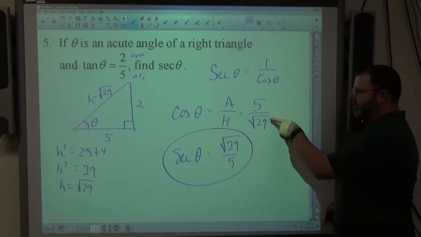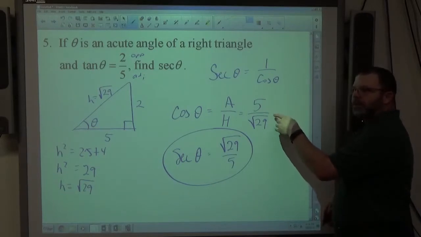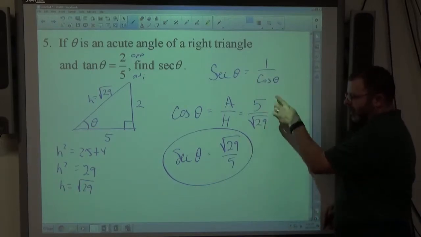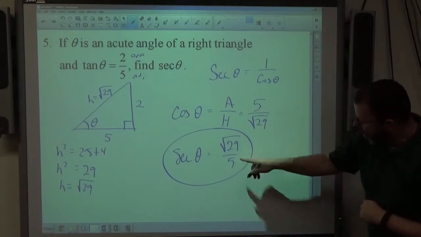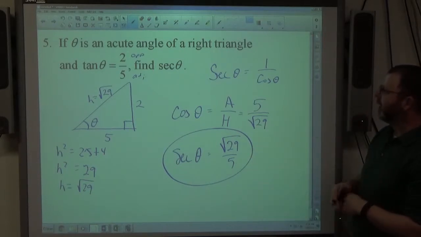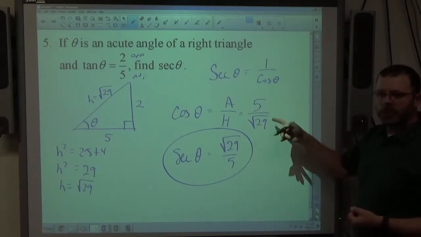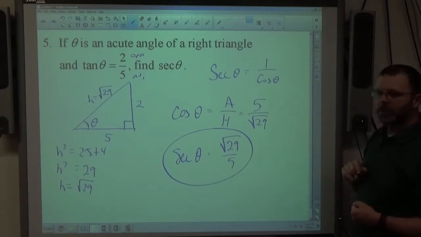Now, I could have fixed this to make it 5 times the square root of 29 over 29, but knowing that I had to reciprocate it immediately got me to a nice rational denominator, so I don't have to worry about that. If it asked for a cosine, then of course you'd have to fix that, make it 5 times the square root of 29 over 29.